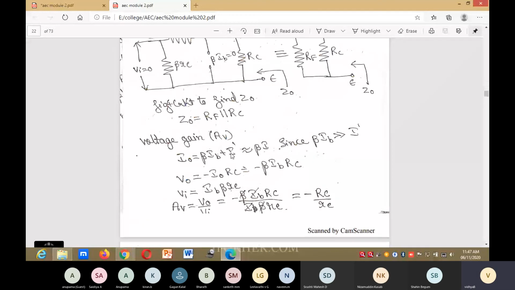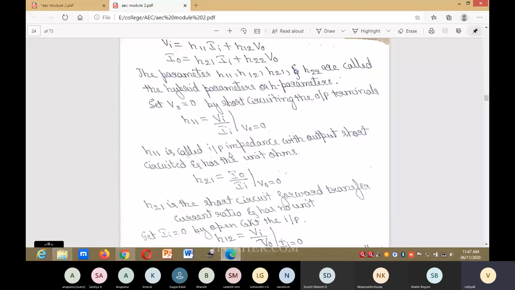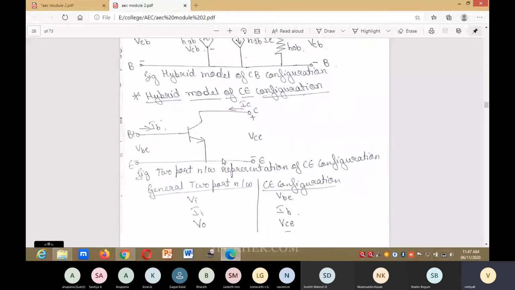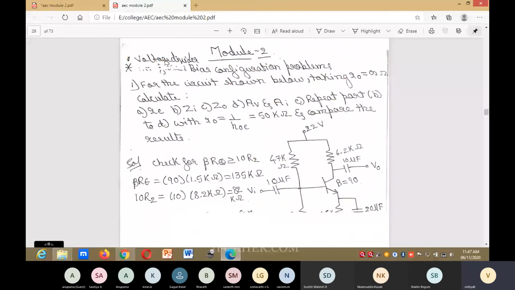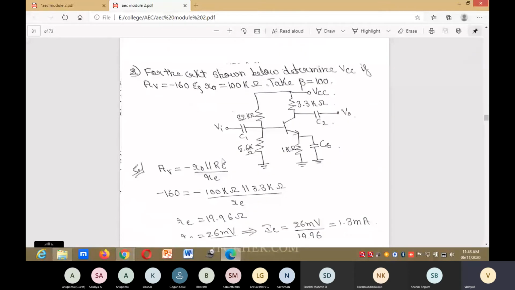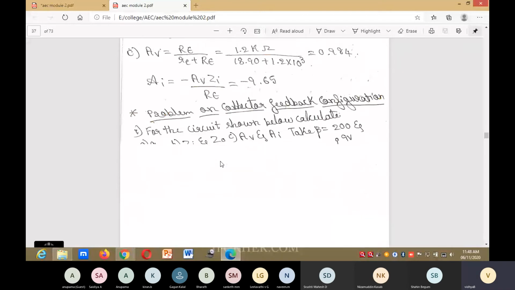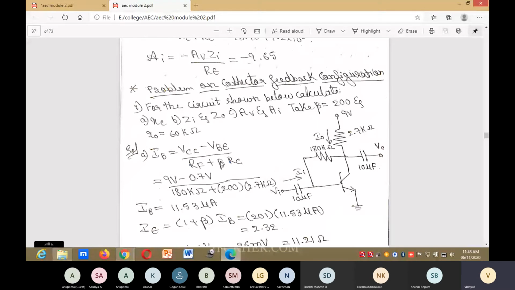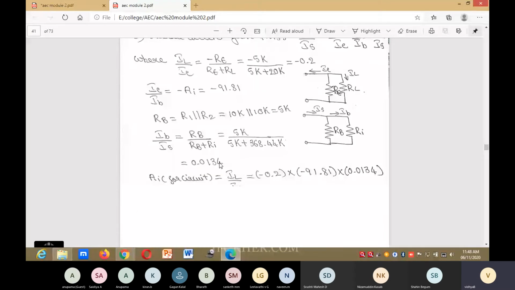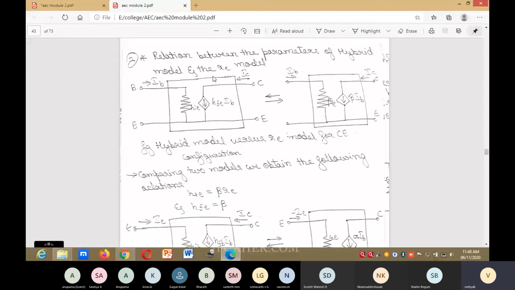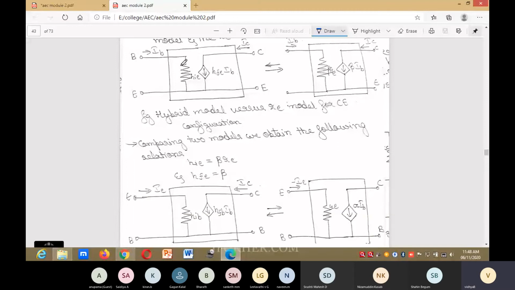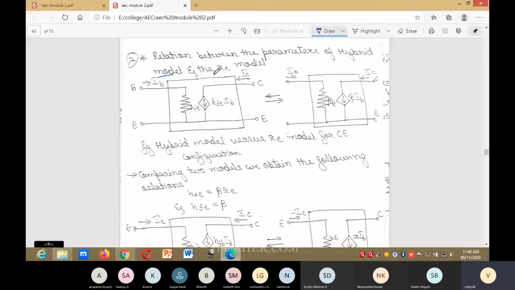Okay, till now we have read about the hybrid equivalent model, just the introduction. After that we have solved some problems on common emitter base configuration and also we have solved emitter follower configuration. This is the relation between the parameters of the hybrid model and the RE model. You can compare this hybrid model versus RE model for CE configuration.